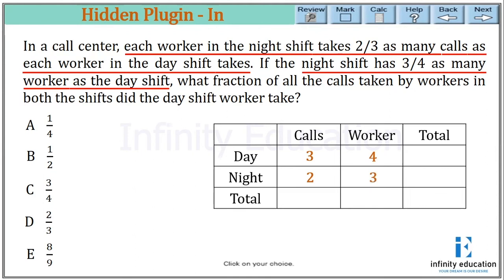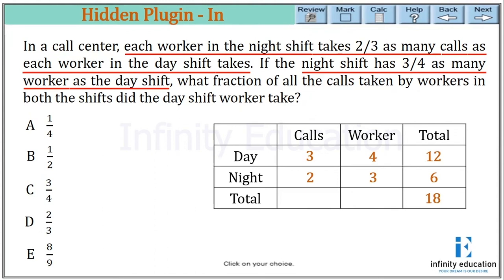Now if the day shift has 4 workers and they are taking 3 calls each, how many calls are they taking? 12. And in the night shift 3 workers are there and each worker is taking 2 calls, so they are taking 6 calls. So together what is the number of calls? 18 every day, including day and night.